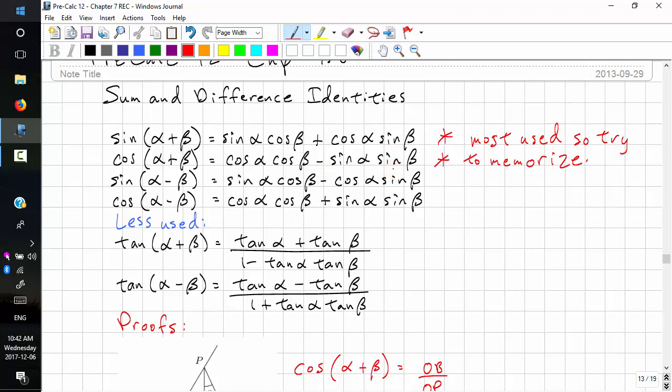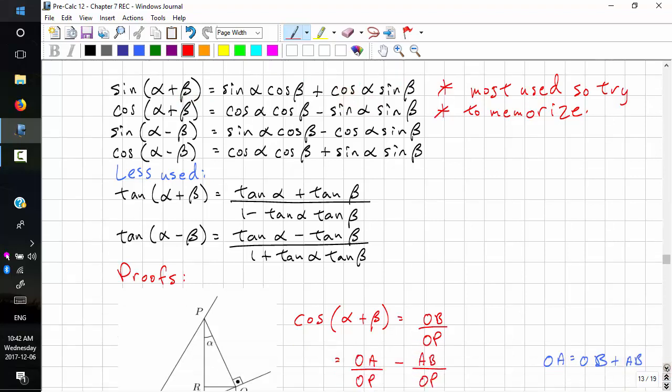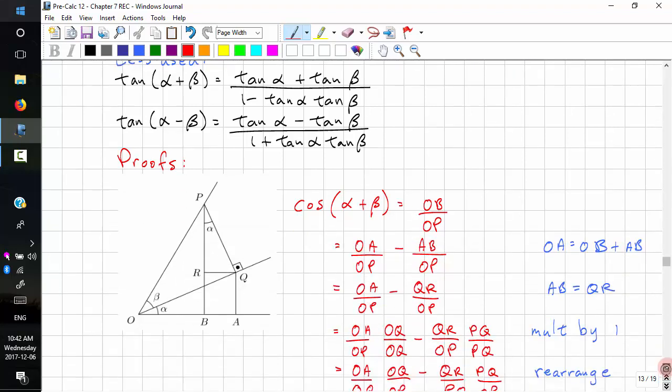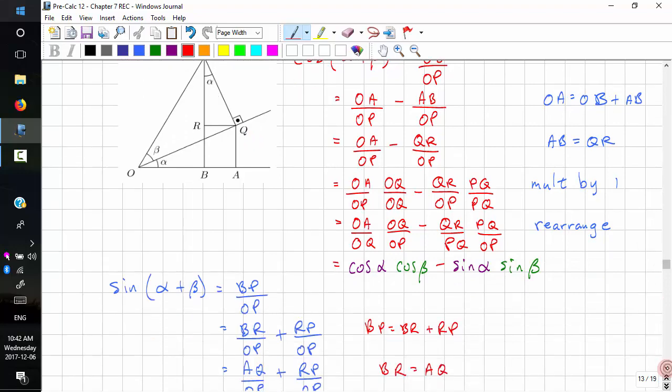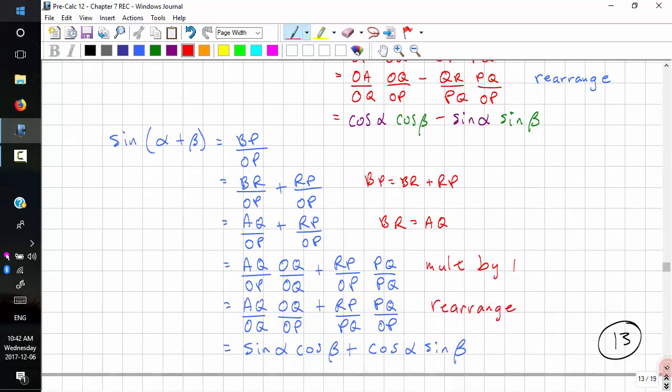And we have the other ones, but these two are the ones that we use most frequently, and you should try to memorize them. And here is a proof of why we can use those formulas, but you'll have to watch that in a separate video, and you should watch it.